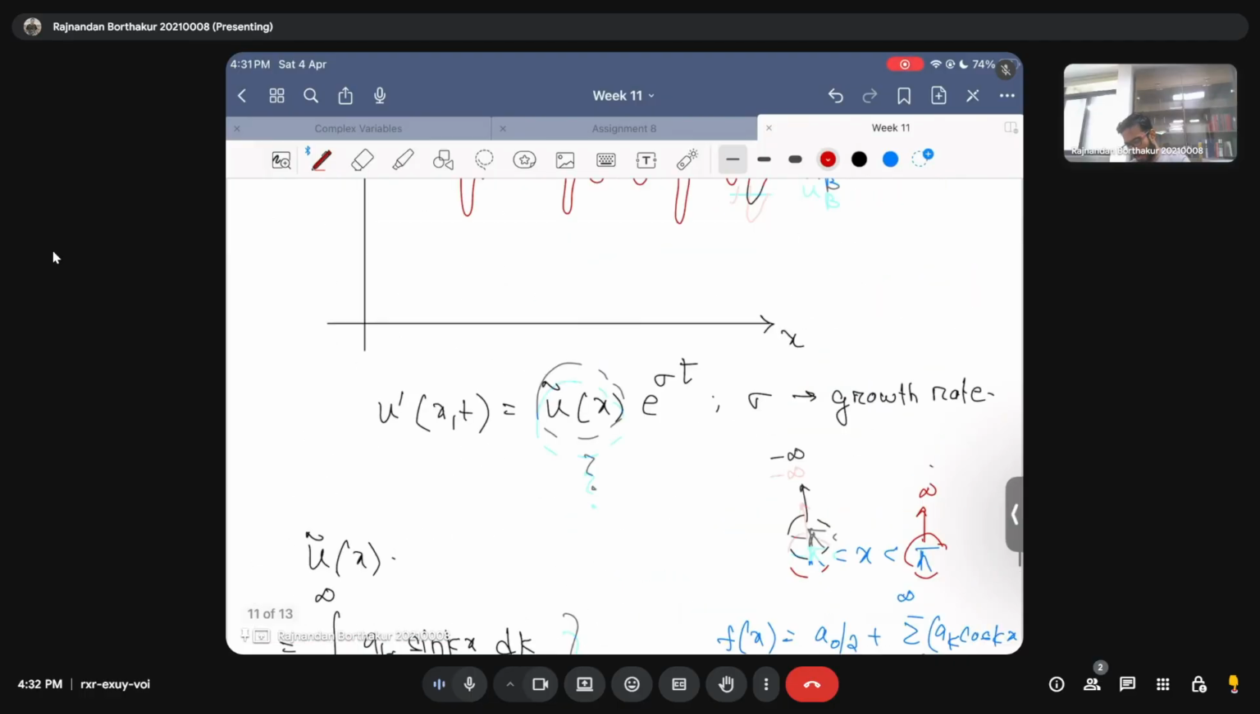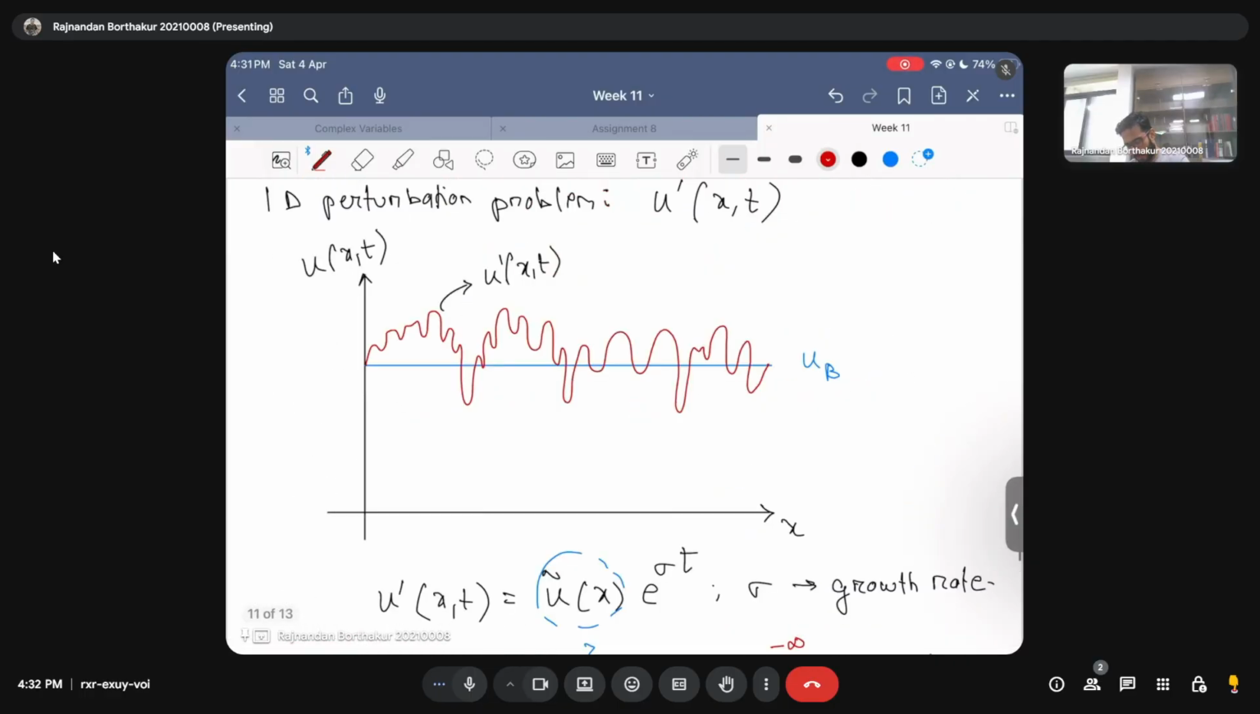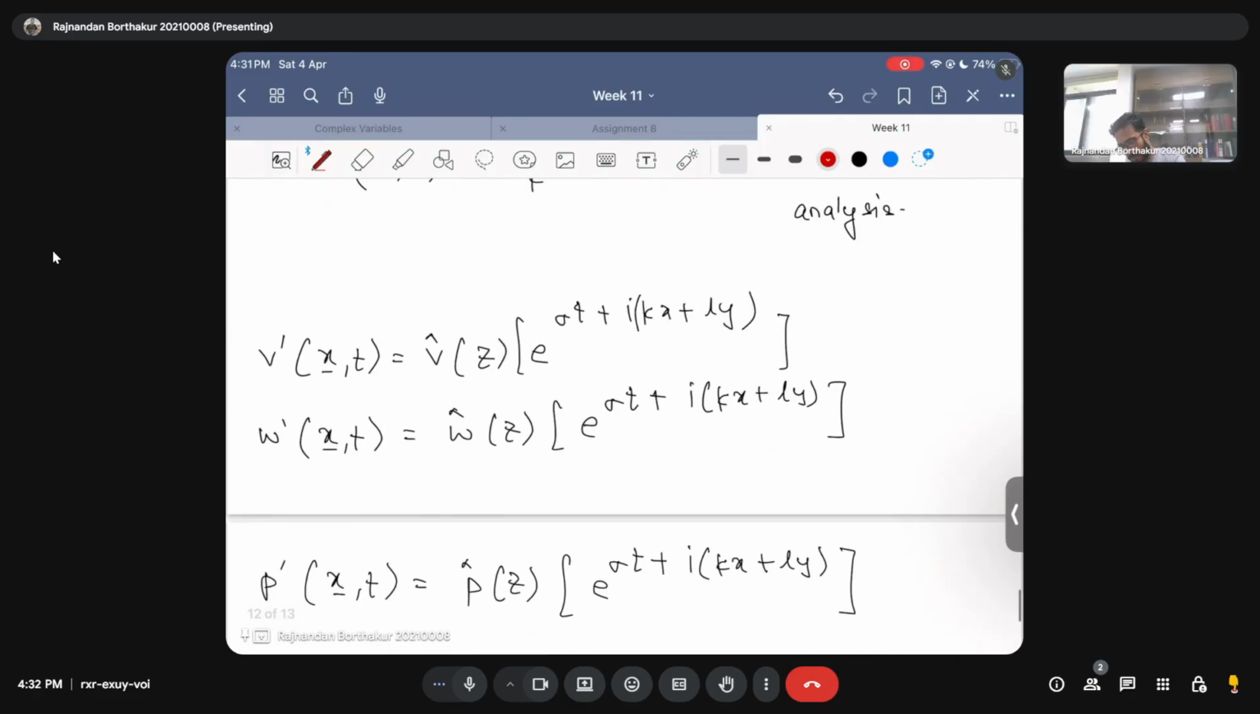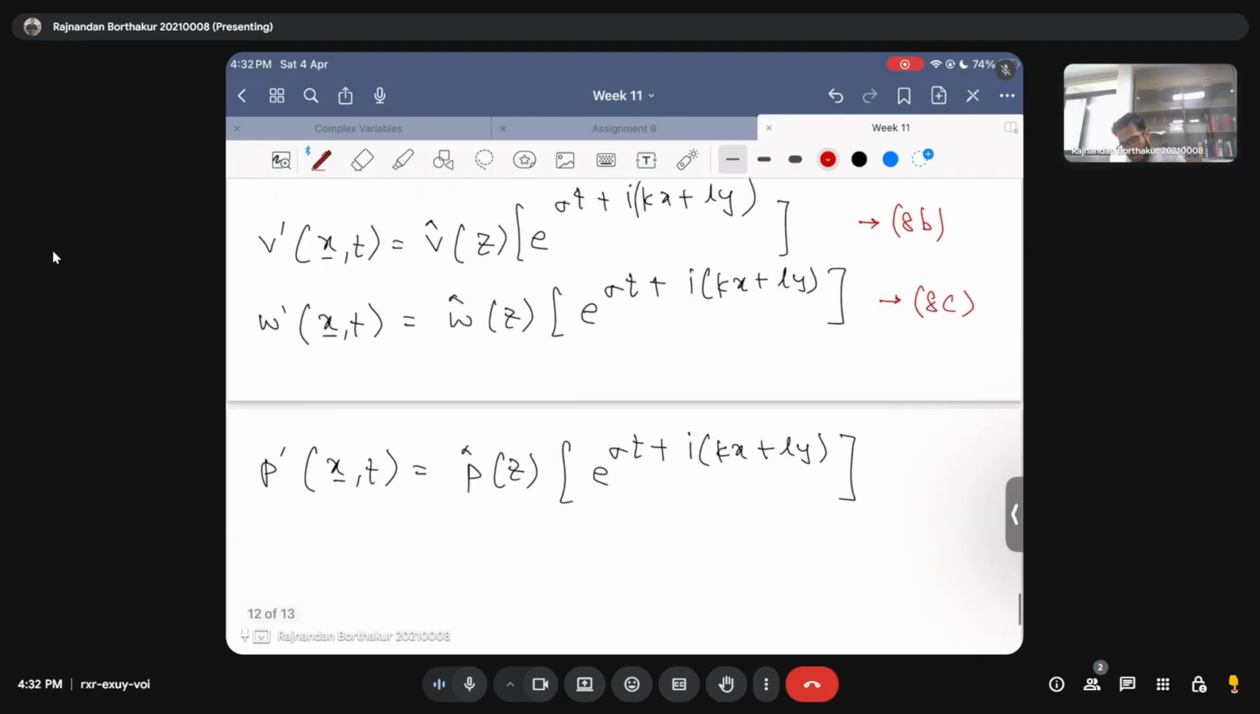Maybe I'll call this equation 8b, and this is 8c, and this is 8d.